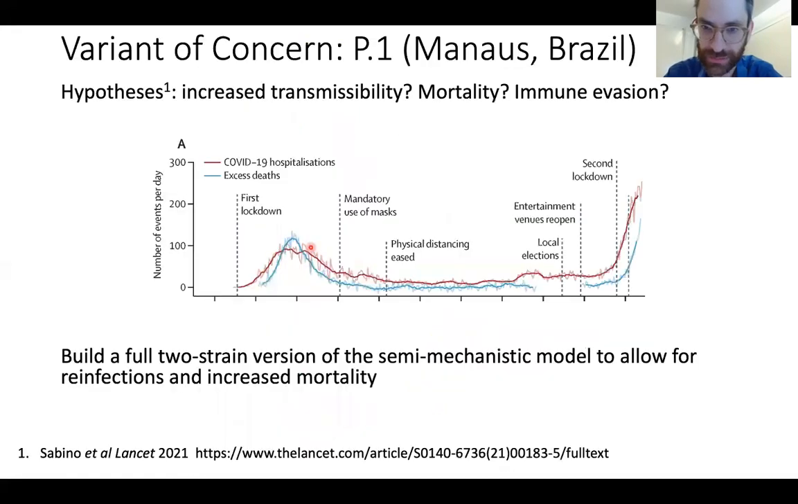Okay, now let's talk about gamma in Brazil, P1. So this is a paper that I am not on from collaborators, Esther Sabino, who I mentioned, and this was short, very readable. By all means, go take a look at it. And it's just had a couple hypotheses. What could possibly explain the fact that while previously maybe 3/4 of the city of Manaus, capital of Amazonas state, had been infected, lots of hospitalizations, lots of deaths, somehow there were increasing hospitalizations and increasing deaths in December.